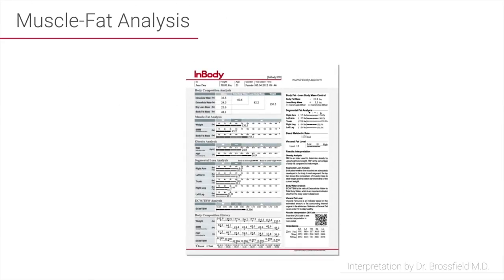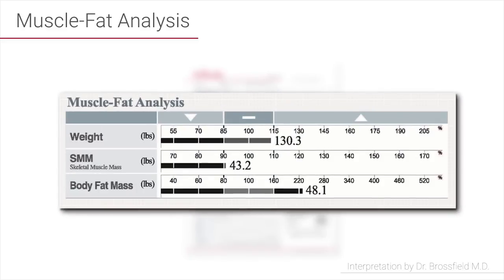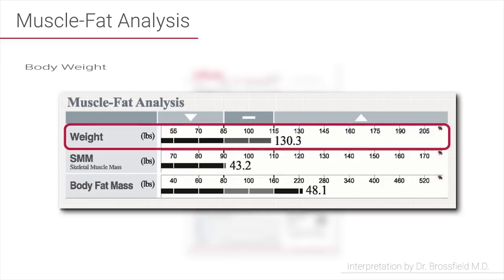The second box down is the muscle fat analysis. This section helps you know whether or not the amounts of fat and muscle that you have in your body are in a normal range for your height and your gender. If you look at the first line where it has your body weight, you can tell by how this graph line moves over to the right and whether it stops in the below normal, the normal, or the above normal range, whether you're on track with your total weight.